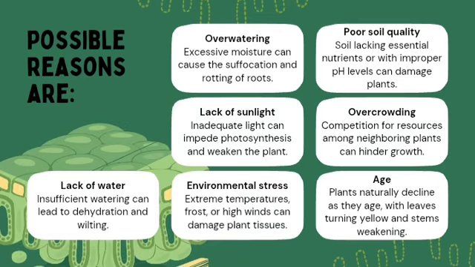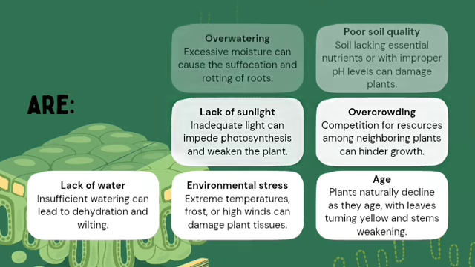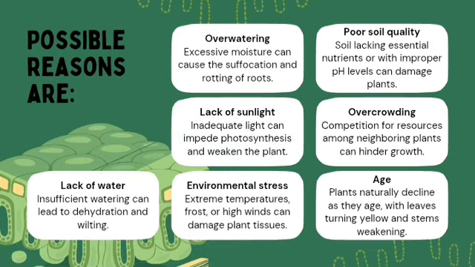Overwatering. Excessive moisture can cause the suffocation and rotting of roots. Poor soil quality. Soil lacking essential nutrients or with improper pH levels can damage plants. Lack of sunlight. Inadequate light can impede photosynthesis and weaken the plant. Overcrowding. Competition for resources among neighboring plants can hinder growth. Environmental stress. Extreme temperatures, frost, or high winds can damage plant tissues. Age. Plants naturally decline as they age, with leaves turning yellow and stems weakening.